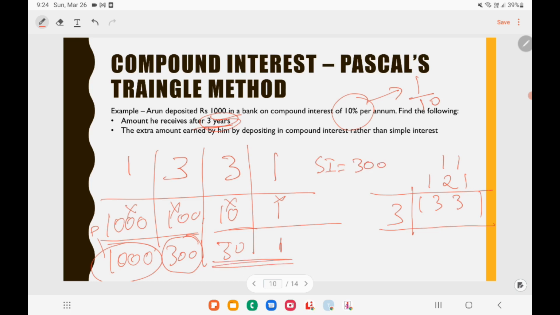Now if you add all the other cells, 30 plus 1 is 31. 31 will be the difference. So compound interest will be 300 plus 31, which will be 331. So in this way, using Pascal's triangle method, you are calculating the compound interest and simple interest very easily. So this is how you need to use this method.